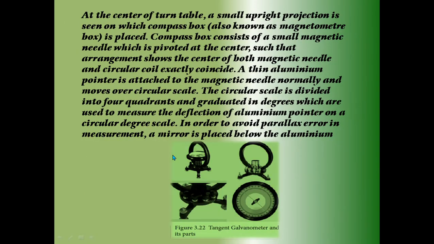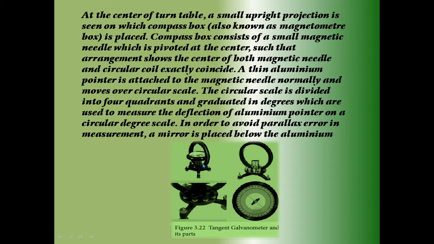Pointer. Next, at the center of the table, a small upright projection is seen, on which the compass box, also known as the magnetometer box, is placed. The compass box consists of a small magnetic needle, which is pivoted at the center such that the arrangement shows the center of both the magnetic field and the circular coil exactly coincide.